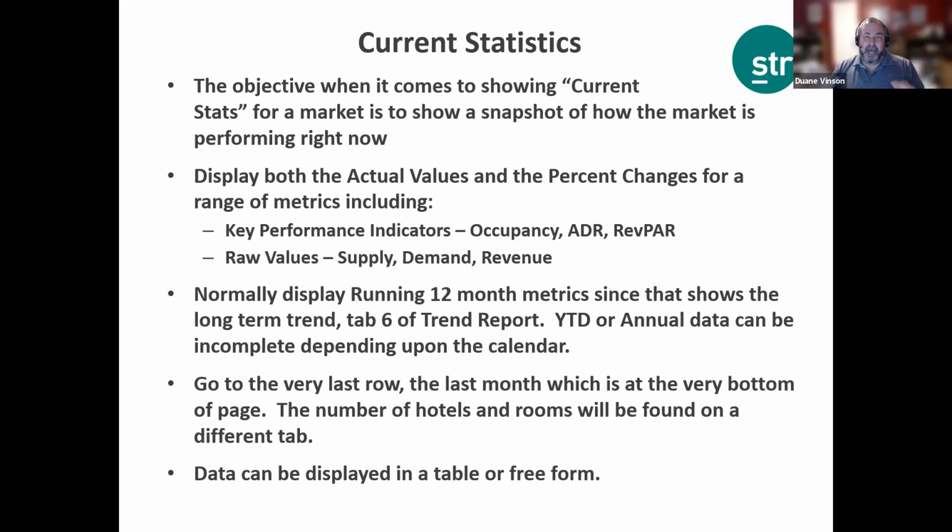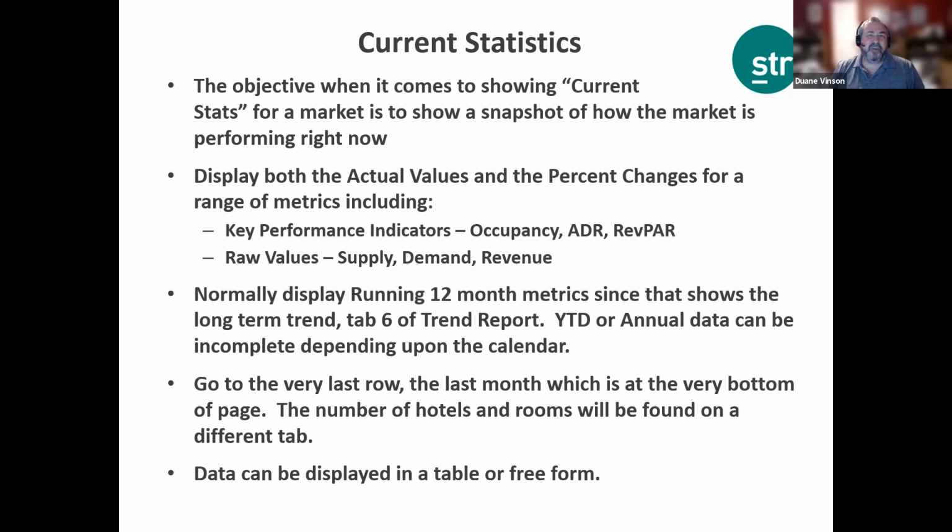Now, there are a couple of places that we can find the numbers to include in our current statistics. In the trend report, there is a running 12-month tab, okay? It's running 12-month or 12-month moving average, whatever you want to call it, tab in the trend report. You can essentially go to that tab, go to the very bottom row, and that bottom row includes the latest 12-month moving average numbers, all right?